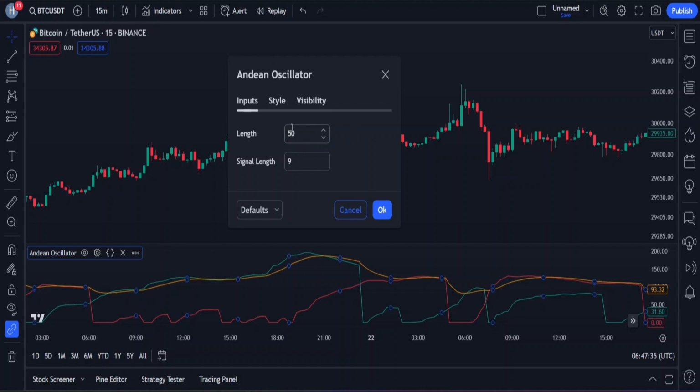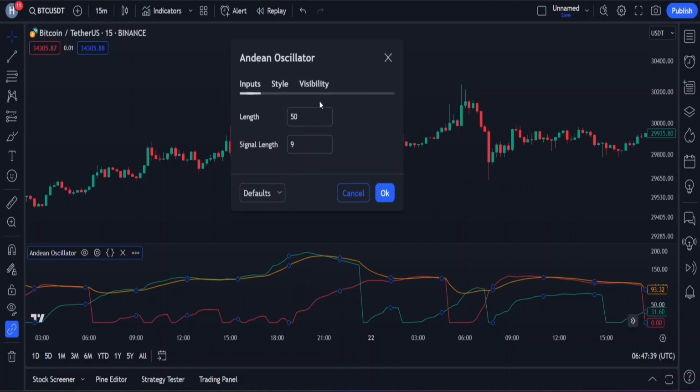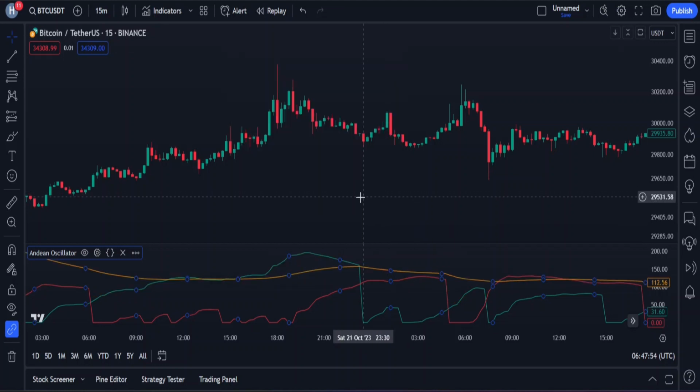Next is the signal length, which is this line. This is just a moving average, and it will be used for entries and exits. So if we decrease this value, you'll notice the signal lines will tighten more to the others, and this can result in a lot of mixed signals. We will increase this to 50, smoothing out the signals detected, and this will eliminate a lot of false signals. These are the only changes we will make.